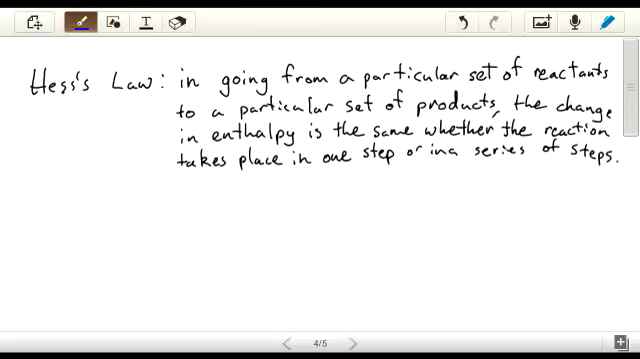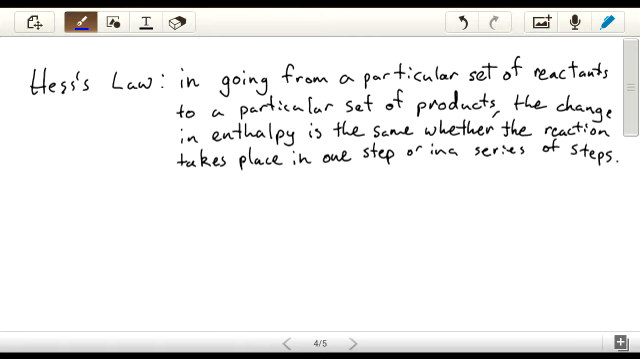Today we're going to talk about Hess's law. So Hess's law states that in going from a particular set of reactants to a particular set of products, the change in enthalpy is going to be the same, whether the reaction takes place in one step or in a series of steps. And just as a reminder, enthalpy is the total heat content of a system, including the external pressure done upon it. So how does this law work?